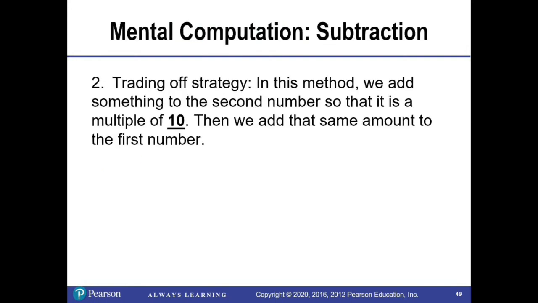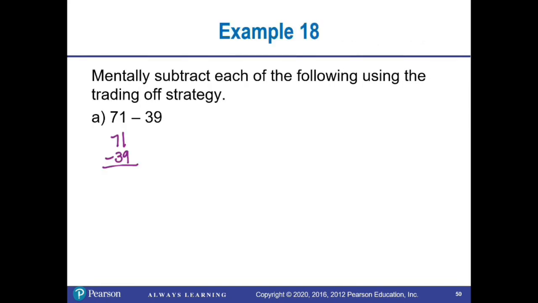Our next strategy is the trading off strategy. It's very similar to the equal additions algorithm that we talked about earlier. The difference between the two is in the equal additions algorithm, you would be using pencil and paper. However, in trading off, the steps would be completed mentally. We have 71 minus 39.